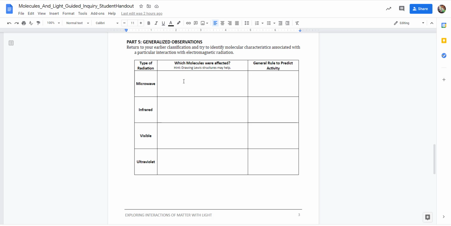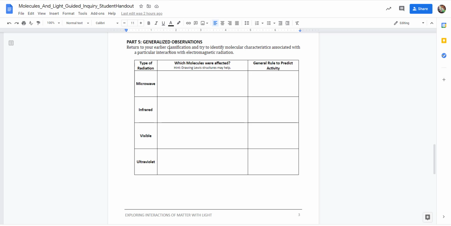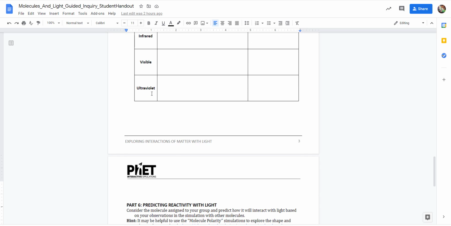But that's the idea. See if you can look at the molecules that interacted and what things they might have in common that would be used, so that if you saw another molecule and say, oh, this molecule is bent, just like the water molecule is. Therefore, based on what I've observed, it might vibrate when exposed to microwave radiation. That's what you're trying to come up with.